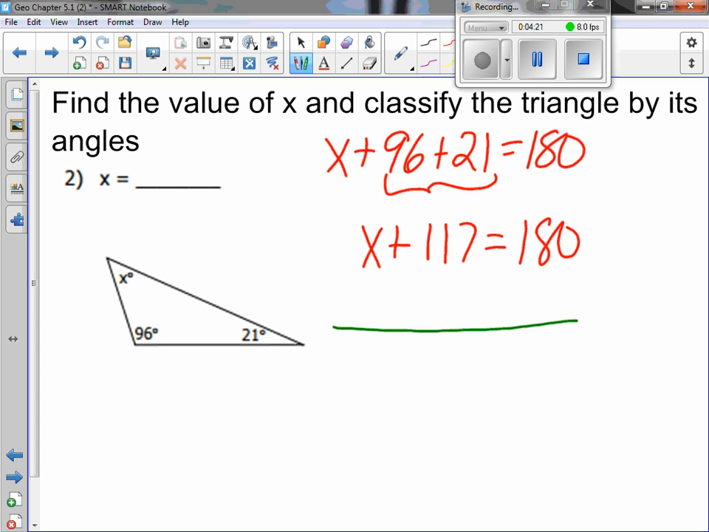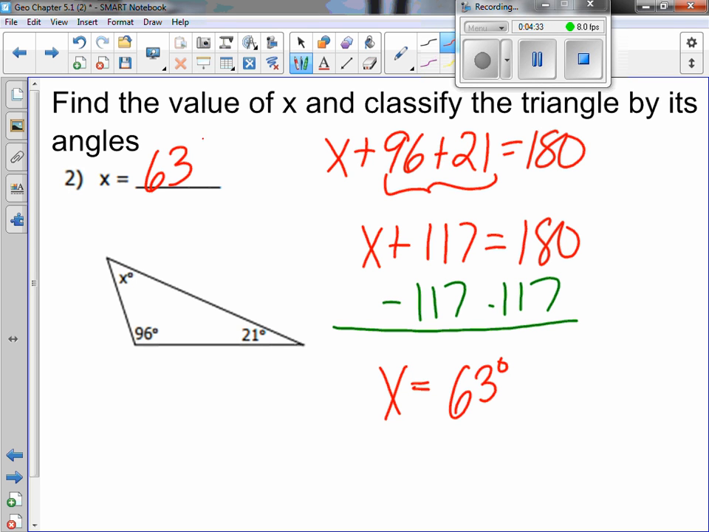And what can we do? Any questions on how we found the value of x?